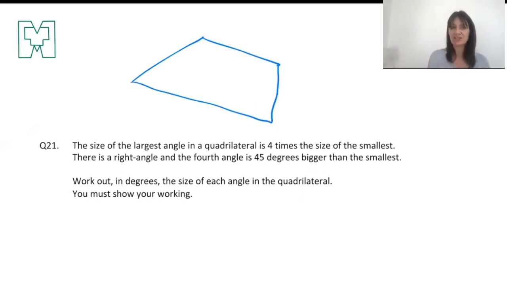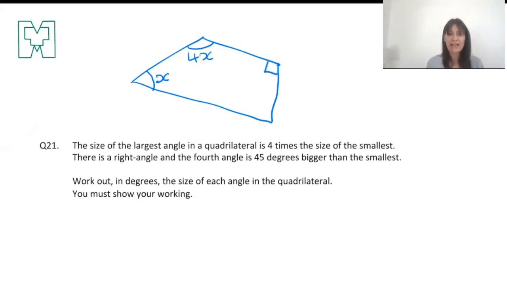So the size of the largest angle in a quadrilateral is 4 times the size of the smallest. So I'm going to say the smallest is here, and I'm going to label it X. I'm going to say the biggest is here, and I'm going to label it 4x. That's 4 times bigger than the smaller. Okay, there is a right angle. That's handy. Pop that on.